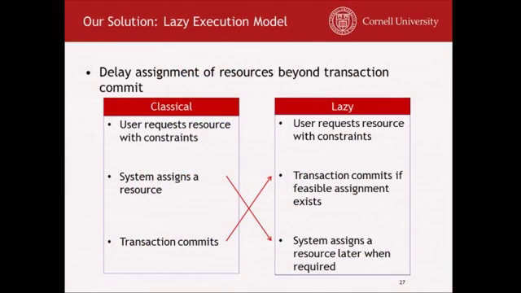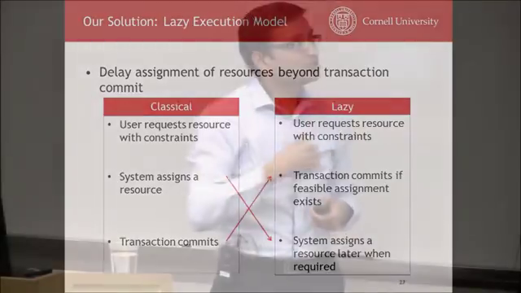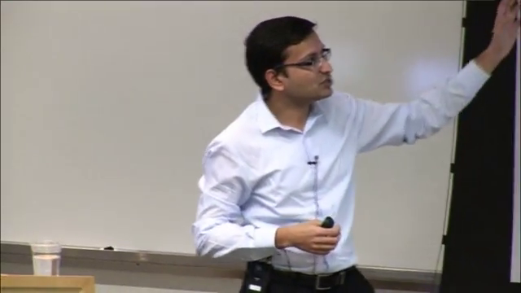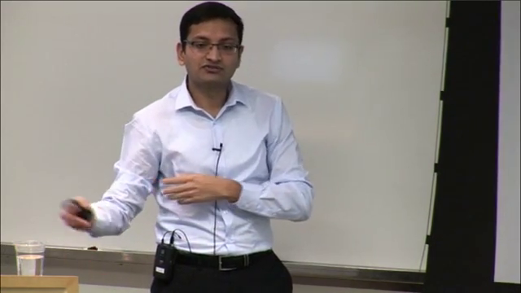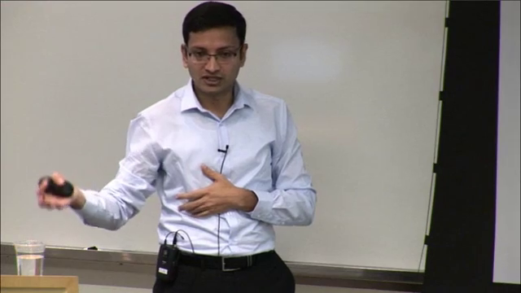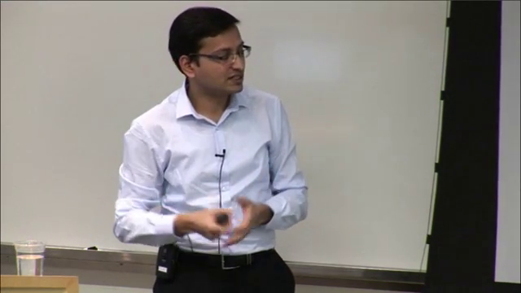So again, going back to our solution, we're going to delay the assignment of resources beyond the transaction commits. As opposed to a classical model in which first a user requests some resources with constraints, the system assigns a resource and then the transaction commits, now we are going to move to a lazy model where the user requests the resource with some constraints. The transaction commits if there is a feasible assignment which exists. And the actual assignment of resource takes place at some point in the future when a read is performed over the database. That is when Mickey really needs to know which seat he is sitting in.